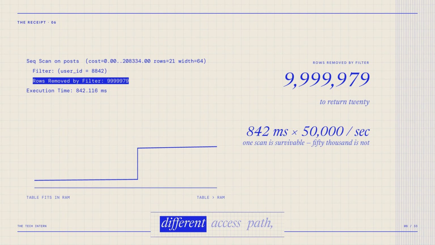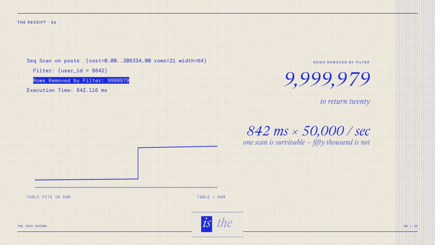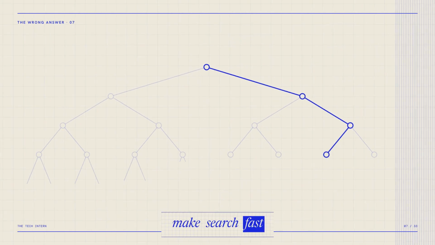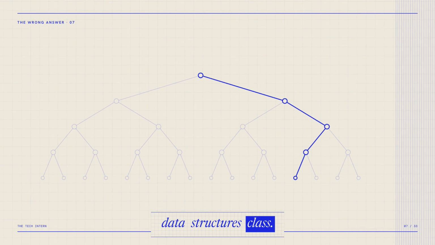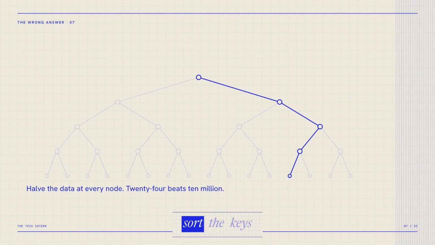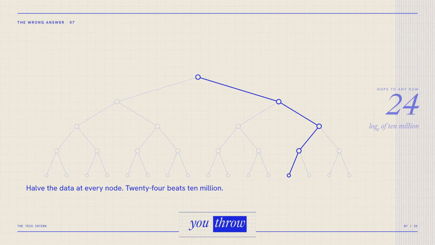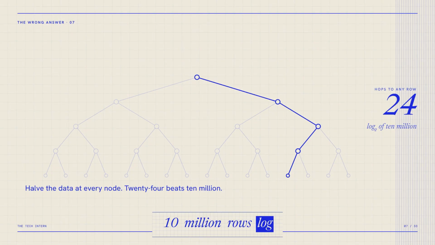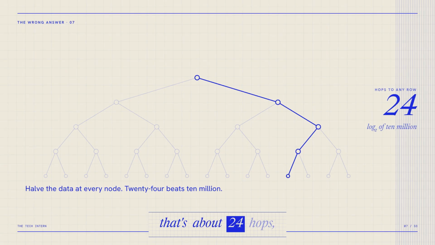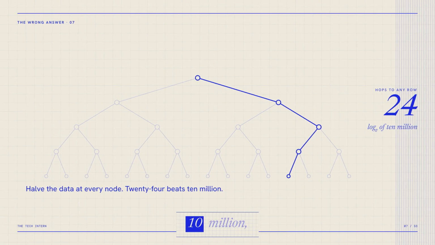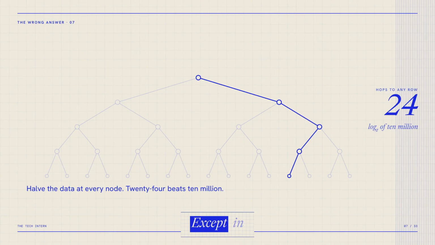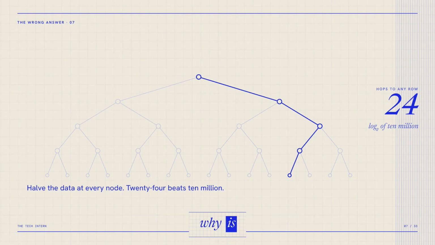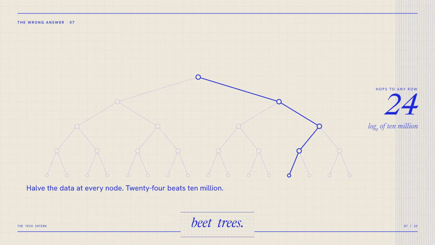So we need a different access path, and the obvious first idea is the wrong one. Every one of us learned the answer to make search fast in a data structures class: binary search tree. Sort the keys, and at every node you throw away half the remaining data. 10 million rows, log base 2. That's about 24 hops. 24 beats 10 million. Ship it. Except in a real database, this is catastrophically slow. And understanding exactly why is the entire insight behind B+Trees.